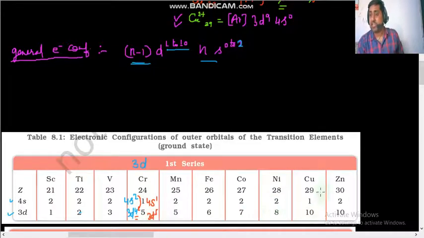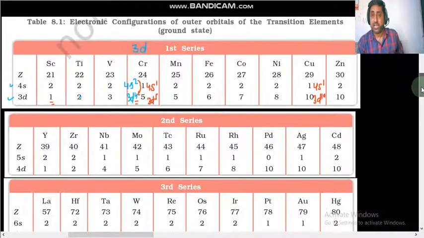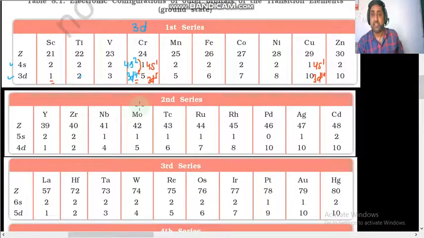And similar is the case of copper, as I told you. Then it becomes 4s1 and 3d10. That's why s has the range of 1 to 2 and d has the range of 1 to 10. Now see some more examples in the next series, that is the 4d series.